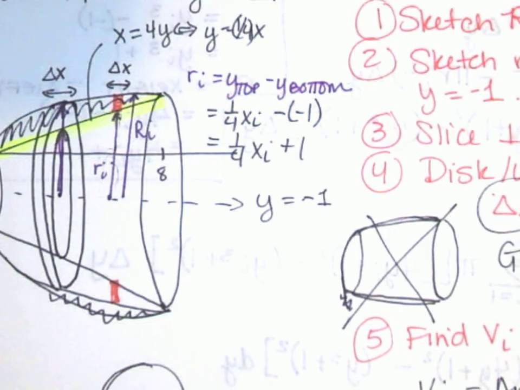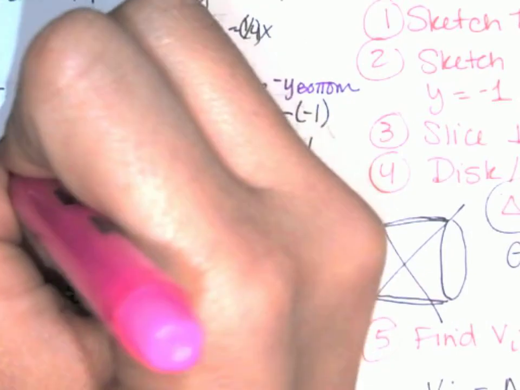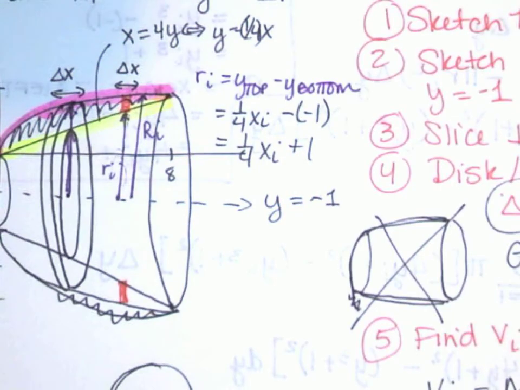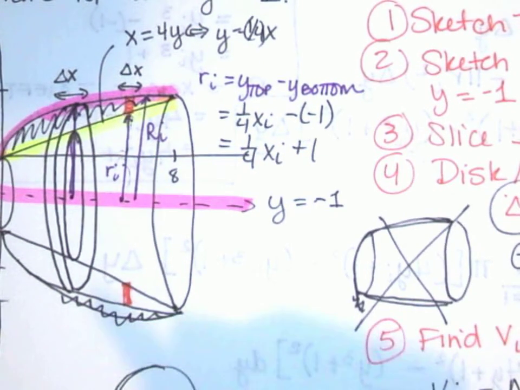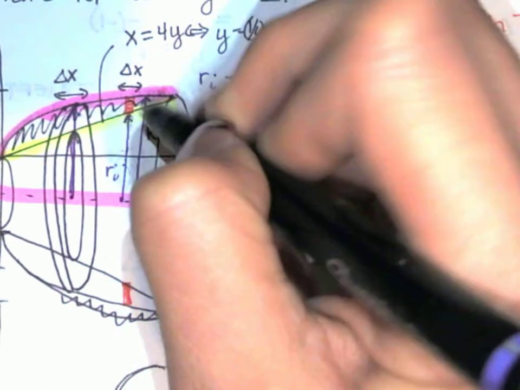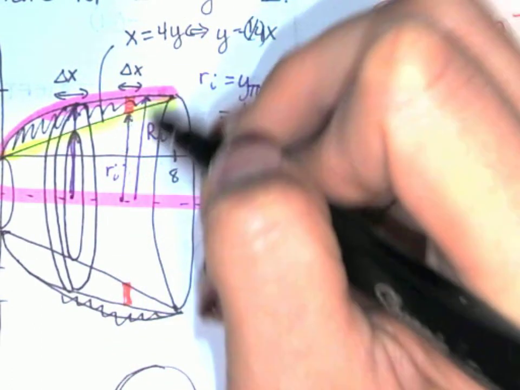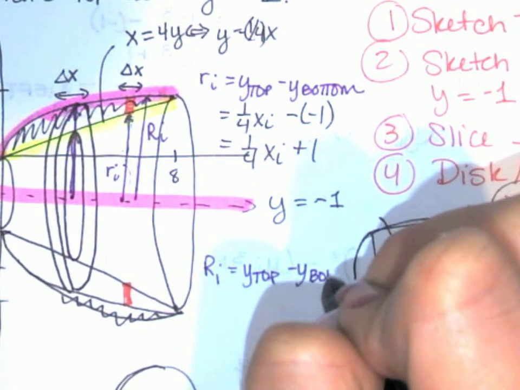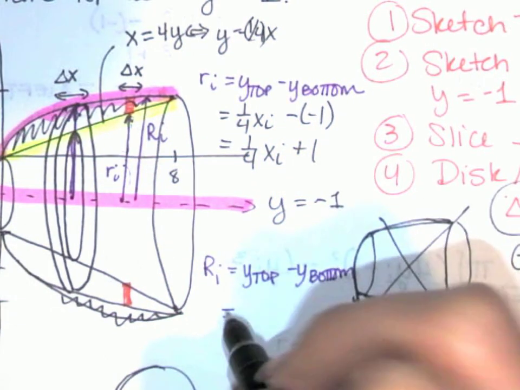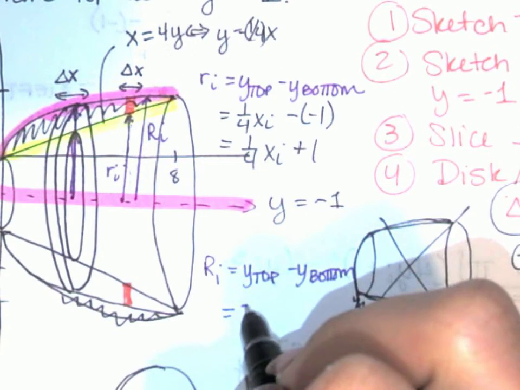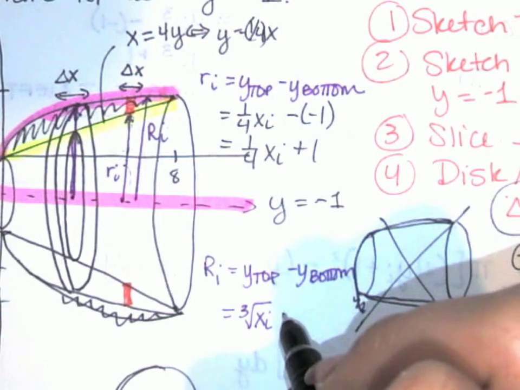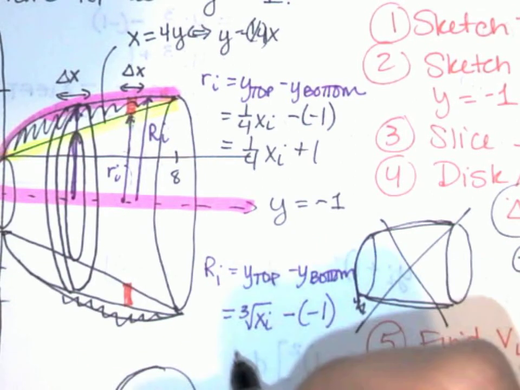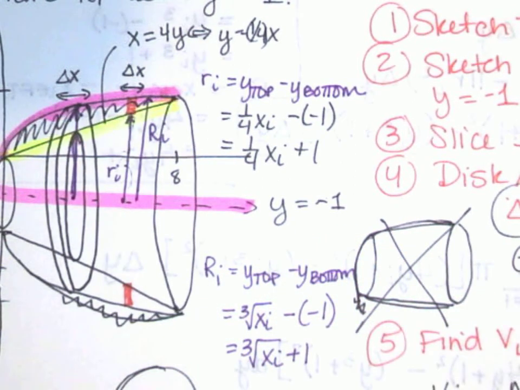And the outer radius goes from this curve, that's our top y value, to this one, that's the bottom y value. And I know I'm doing top minus bottom because it's vertical. Large y minus small y. Y as a function of x on this curve was given to us earlier. That was the cube root of x sub I, if we're talking about an x value on the ith subinterval. And we're subtracting the bottom y value, which is -1. So we've got the cube root of x sub I plus 1 as our outer radius.